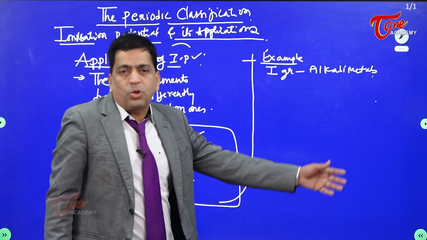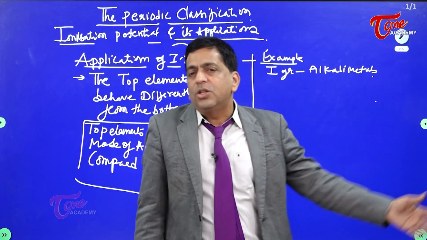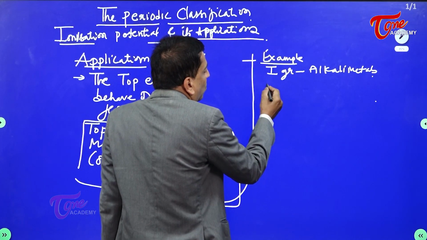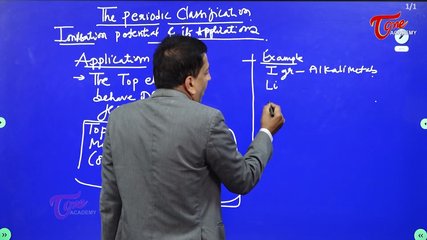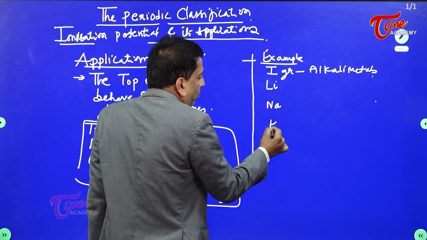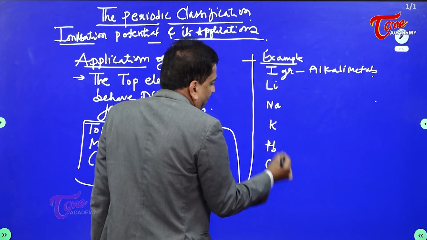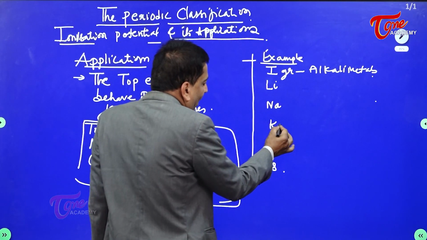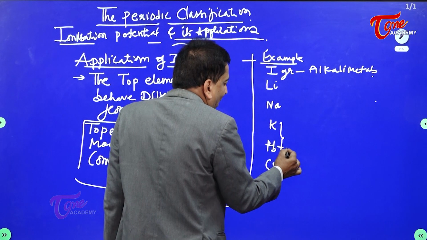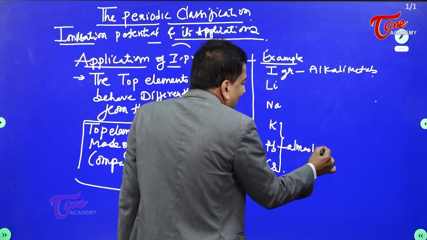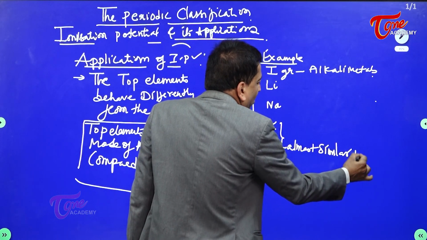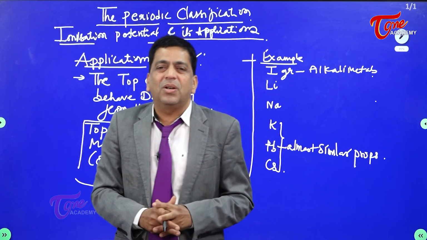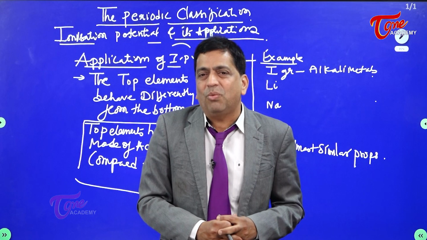The alkali metals are placed to the extreme left of the periodic table. If you look into these alkali metals, you have lithium, sodium, potassium, rubidium and cesium. What is observed here? These last three actually have almost similar properties, similar periodic properties, or electropositivity or whatever.